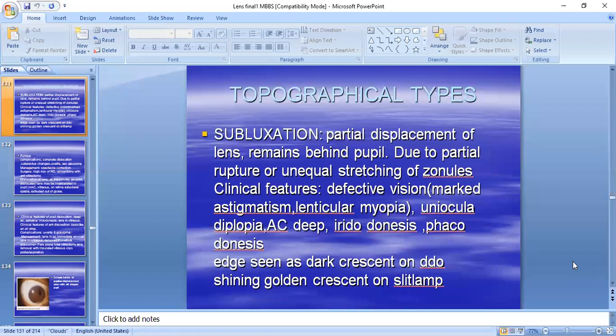Subluxation is partial displacement of the lens, and the lens remains behind the pupil. It is due to partial rupture or unequal stretching of the zonules. So the patient will have defective vision, marked astigmatism, mostly lenticular myopia caused by the edge of the lens. Uniocular diplopia can also occur, and the AC is almost always deep, and there will be iridodonesis and phacodonesis. When you examine these patients, the edge can be seen as a dark crescent on distant direct ophthalmoscopy, and a shining golden crescent when you examine with the slit lamp biomicroscope.